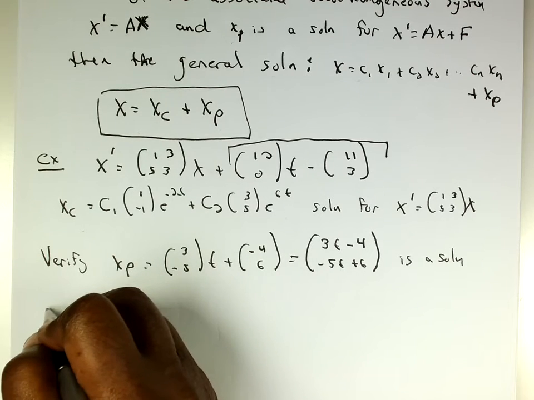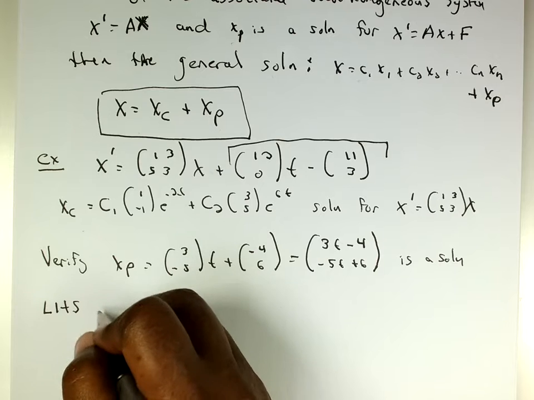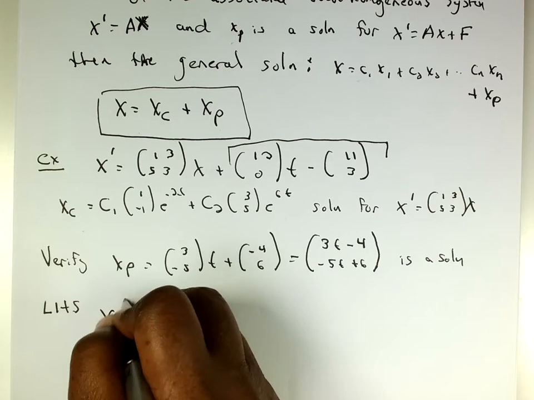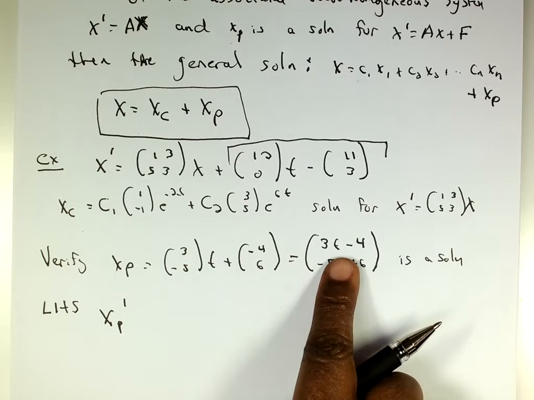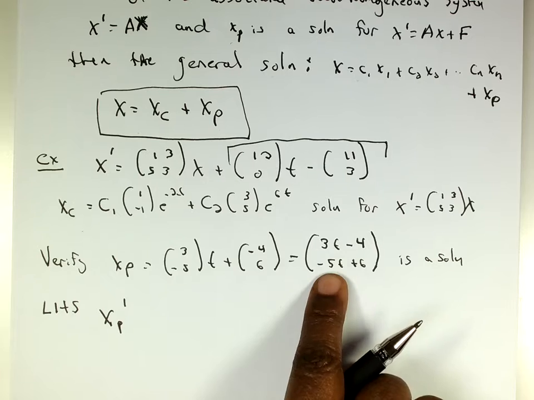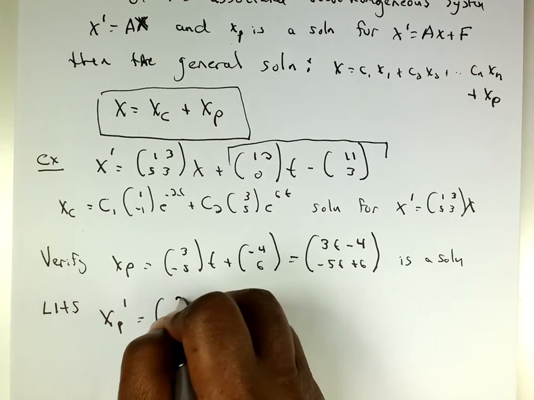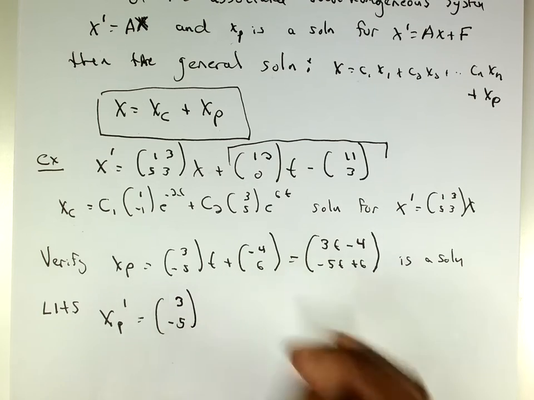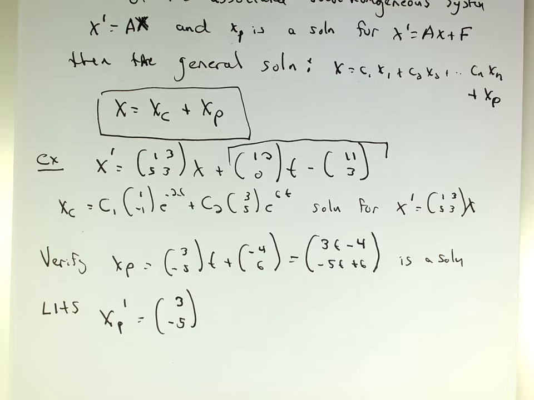So starting with the left-hand side, we're going to need xp prime. So here's my xp. So xp prime is 3, negative 5. So derivative of the top is just 3. Derivative of the bottom function there is negative 5. So that's my xp prime.